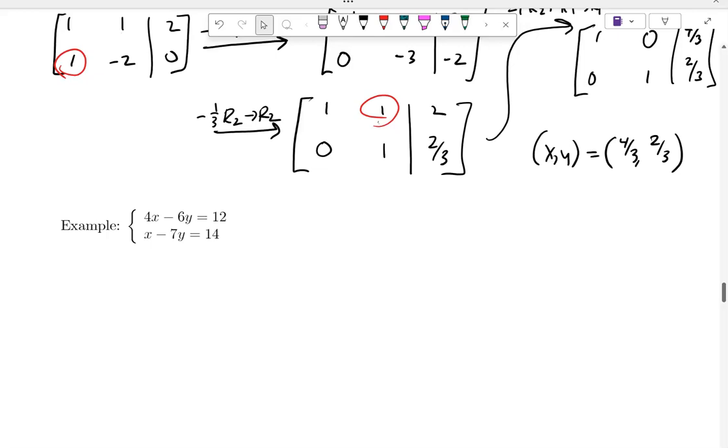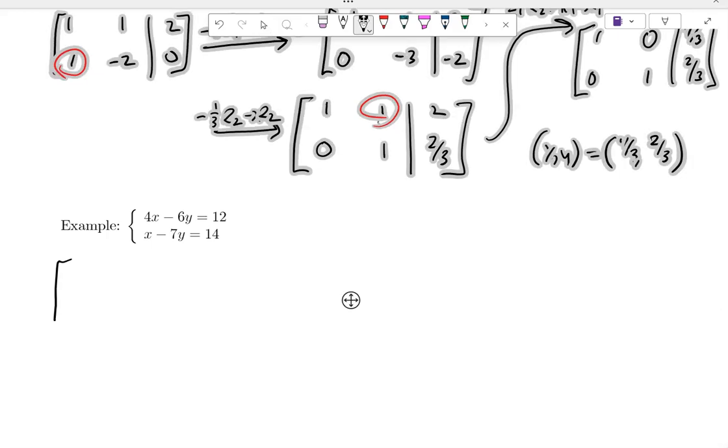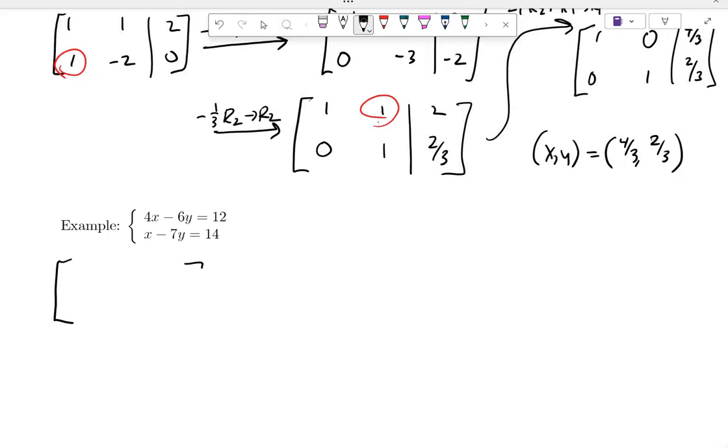First thing we're going to do is write our augmented matrix. What's your first row? Good. 4, -6, 12. Your second row? Good. Are we good with writing the augmented matrix? If you can't do that part, it's really hard to do the next part, right? Are we good with that part? Seems like we got that.